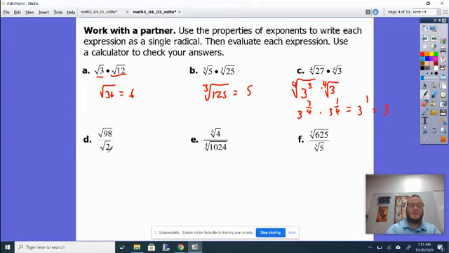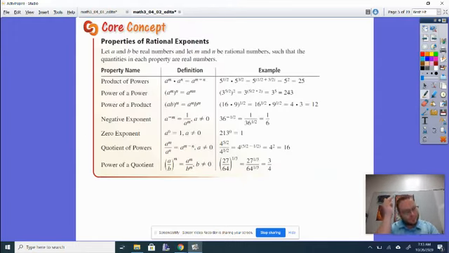Here we're dividing. Division distributes over radicals. So I can say square root of 98 over 2, which is the square root of 49, or 7. Okay, and I can continue that on. I'm going to skip the rest of these though, just to save some time.